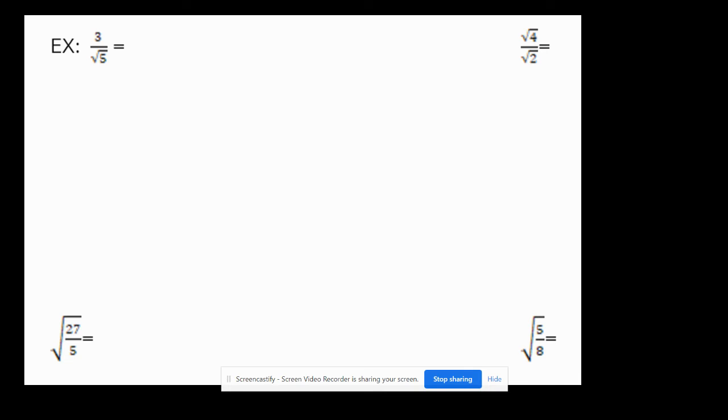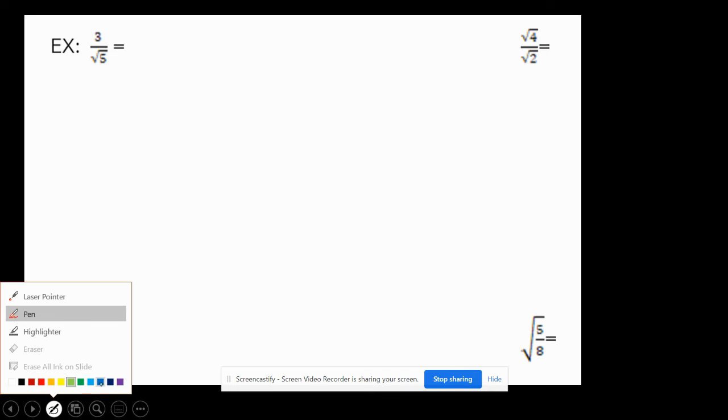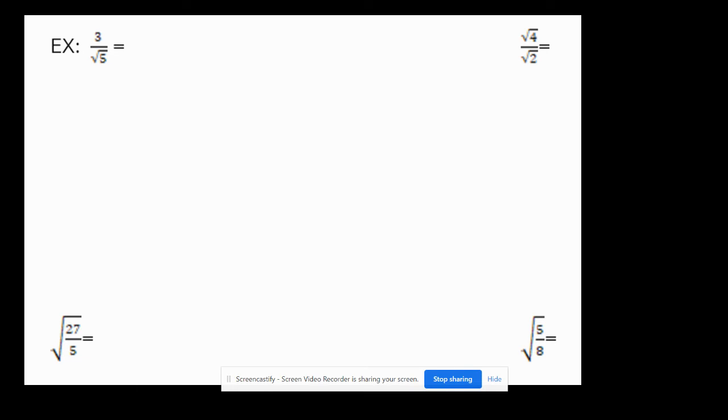So let's try that. We have 3 over the square root of 5. Well, I definitely can't take the square root of 5. It's not a perfect square. I can't reduce it. So we'll start with the radical in the bottom, which is the square root of 5. I'm going to multiply by the square root of 5 over the square root of 5.